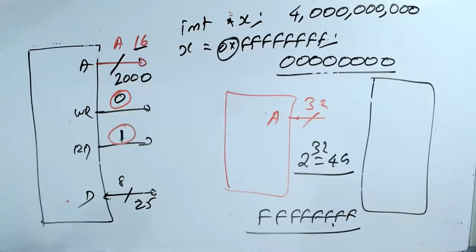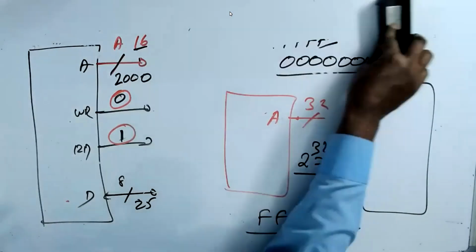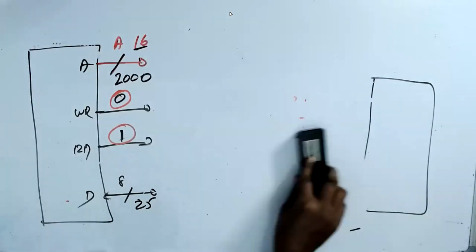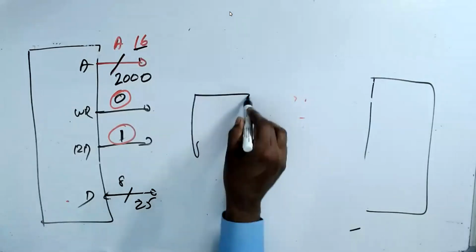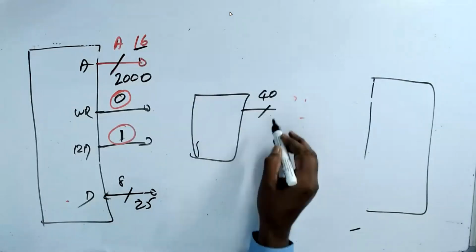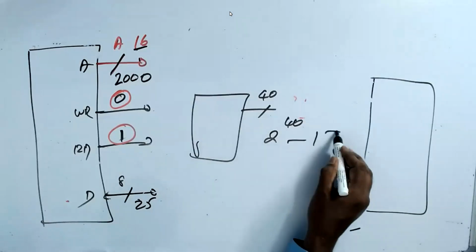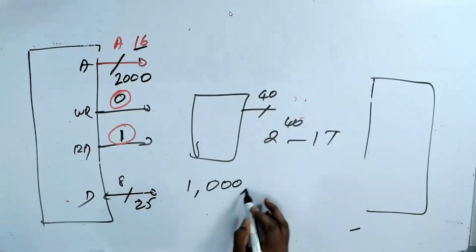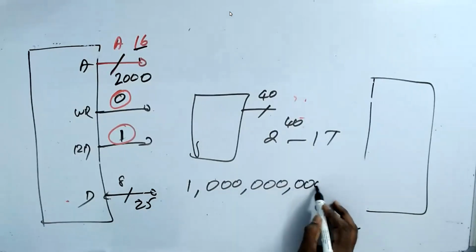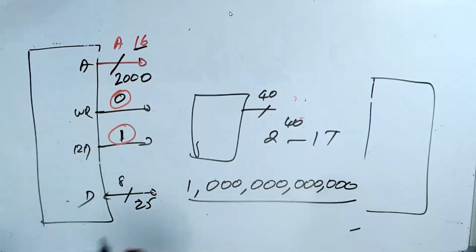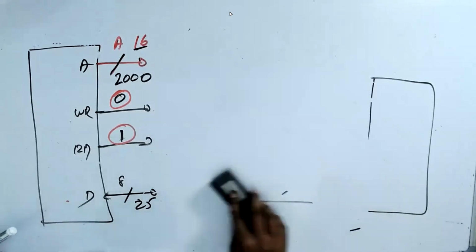Then think of it, a microprocessor which has about 40 bits. 2 power 40 is 1 tera. That means 1 followed by this many zeros. Such a big memory. You are going to handle it.